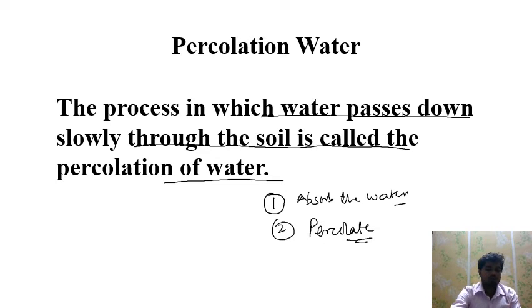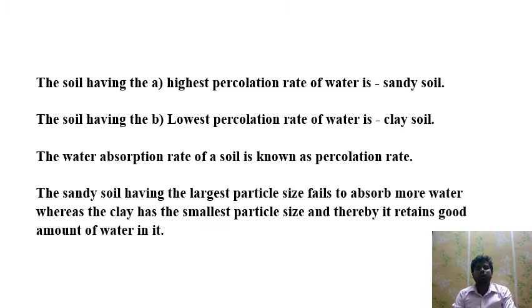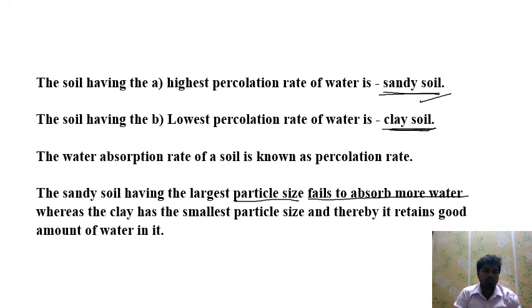So students, the highest percolation rate is seen in sandy soil. Why is it so? And the lowest percolation of water is seen in clay soil. The basic reason behind the highest percolation of water in sandy soil is that sandy soil has a large particle size that fails to retain the water, whereas clay has the smallest particle size and therefore it retains a good amount of water in it. Okay students, is it clear to everyone?